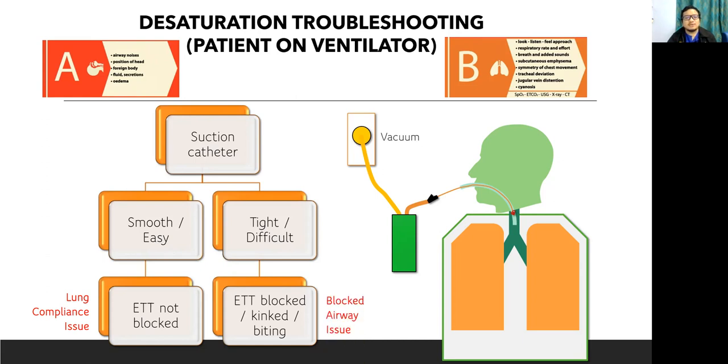Okay, so if the ETT is blocked, kinked or bitten, this is a blocked airway issue, so you have to resolve it. Usually we have to change the tube. You can also employ whatever I have taught just now regarding the respiratory flow waveform to enhance your confidence that this is a blocked airway issue.